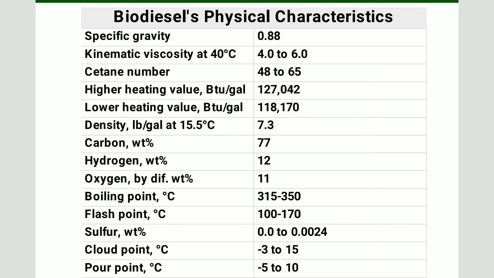Density at 15.5 degrees Celsius 7.3%. Carbon 77. Hydrogen 12. Oxygen 11. Boiling point 315 to 350 degrees Celsius. Flash point 100 to 170 degrees Celsius. Sulfur 0.0 to 0.0024, a very little percentage of sulfur in biodiesel. Cloud point -3 to 15 degrees Celsius and pour point -5 to 10 degrees Celsius.